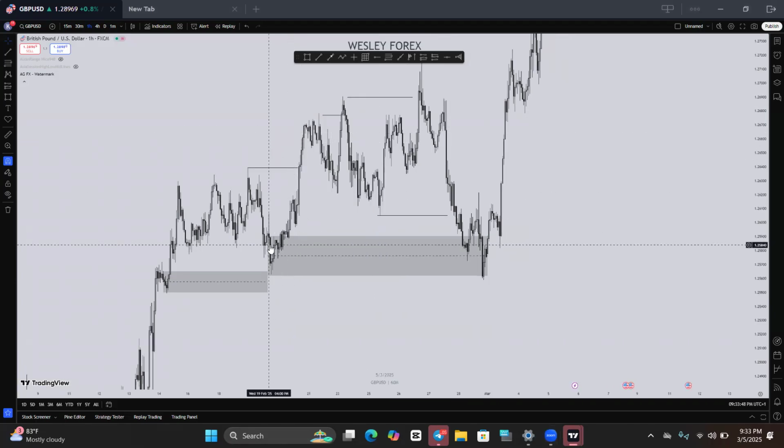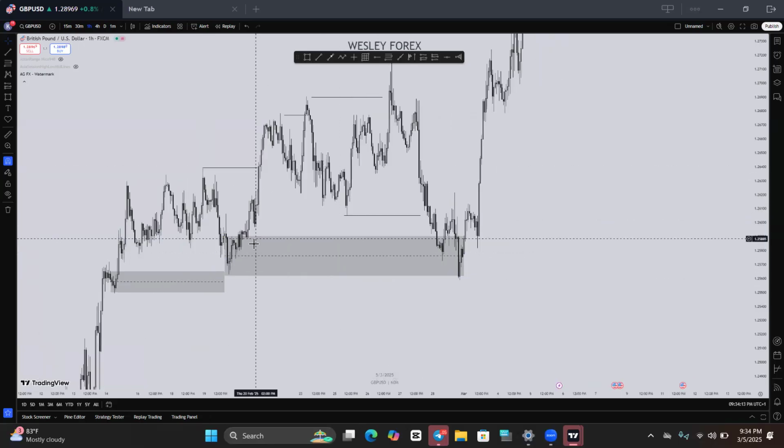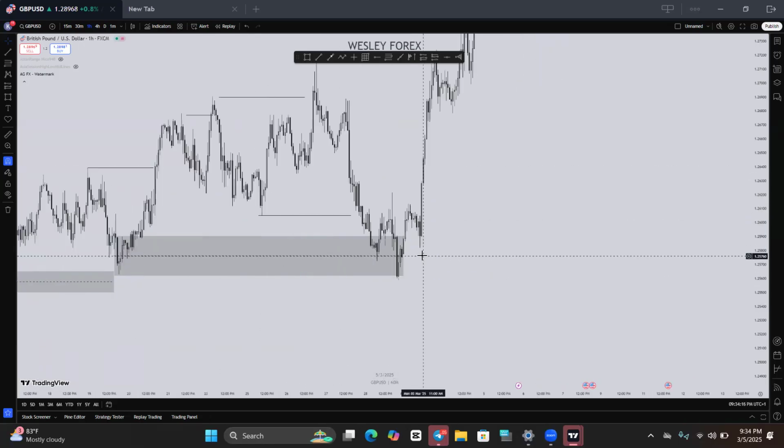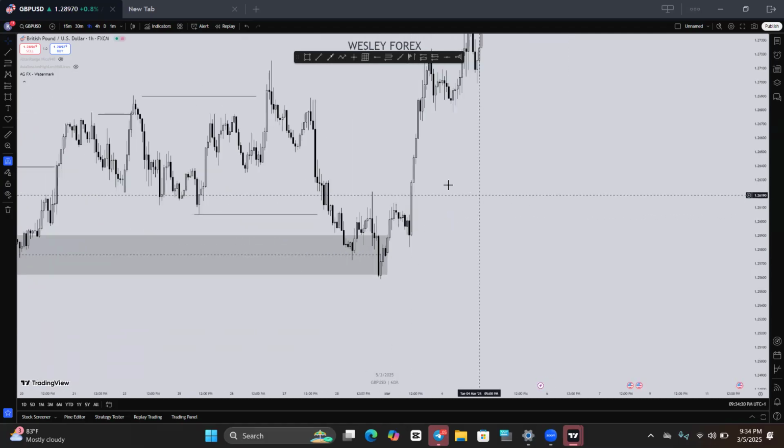Now you've identified your point of interest. What this entry style requires is that we observe price reaction at our point of interest. Price taps into this point of interest, and we are looking for signs to go bullish.